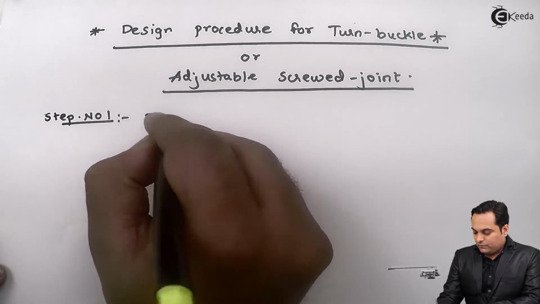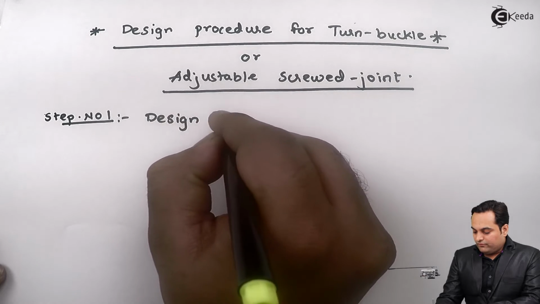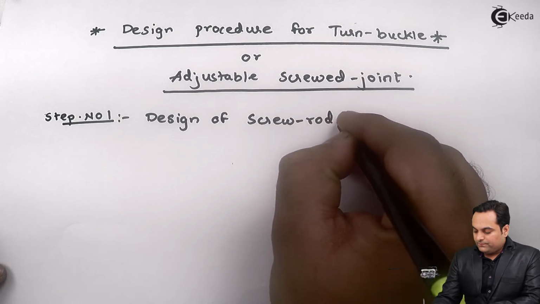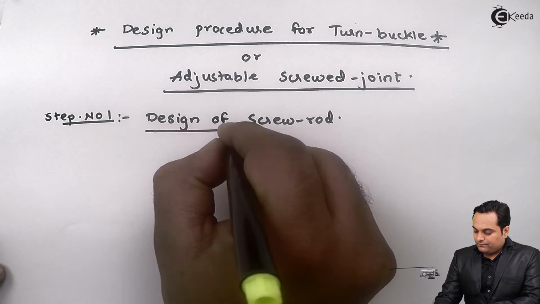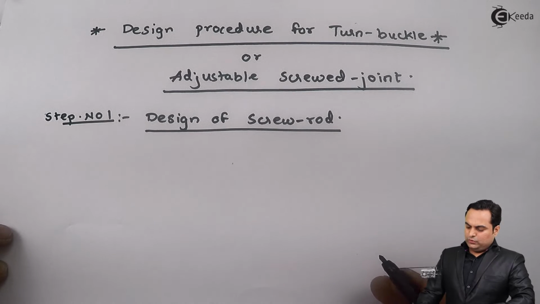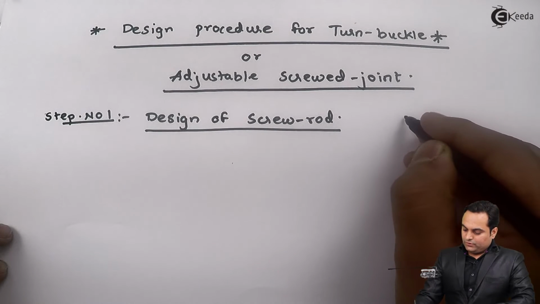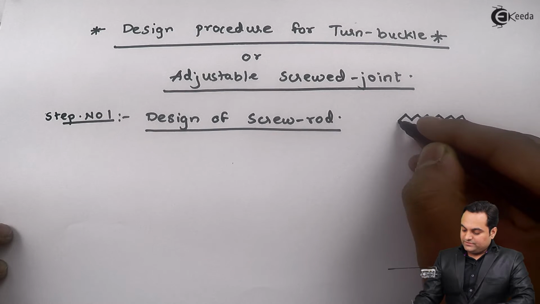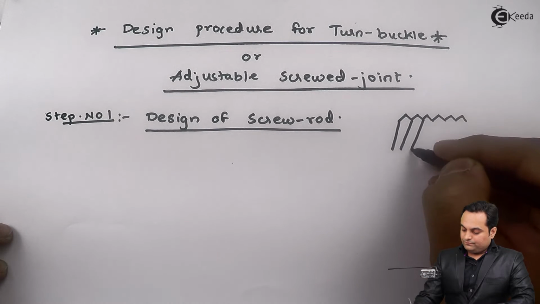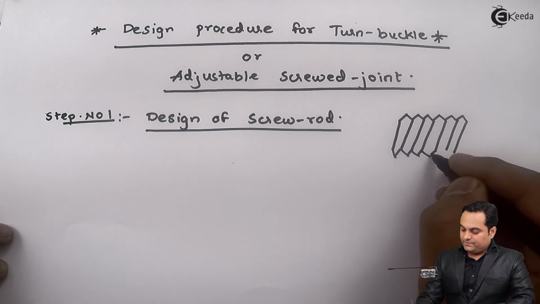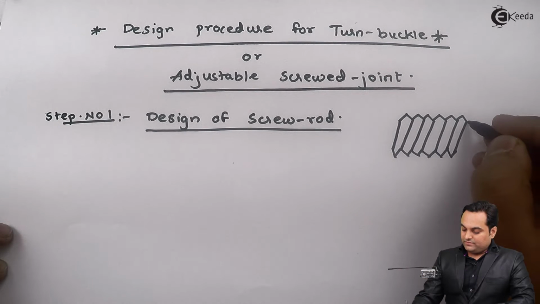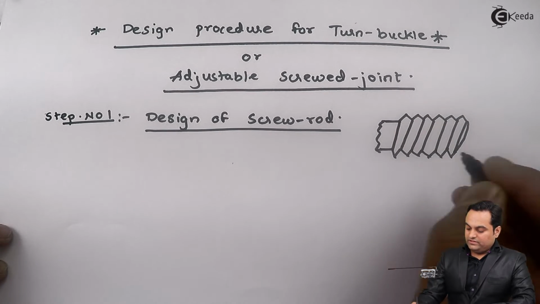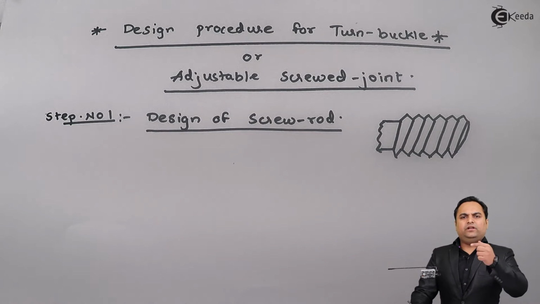Step number 1, we have design of screw rod. Now, when we look at a screw, I'll just draw the profile here to explain. The screw looks something like this. That is, it has the minimum diameter and maximum diameter. So this diagram I have drawn is a screw, just a profile of the thread.